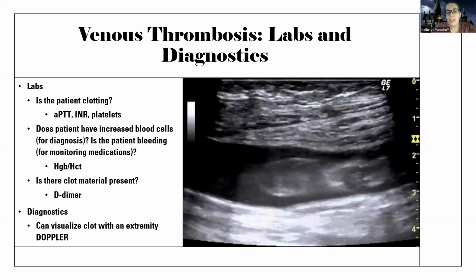The D-dimer is effectively my body telling me, through this lab, that somewhere in my body there are the materials needed to make a clot, or the breakdown products of a clot. And so it's saying there's a clot somewhere.